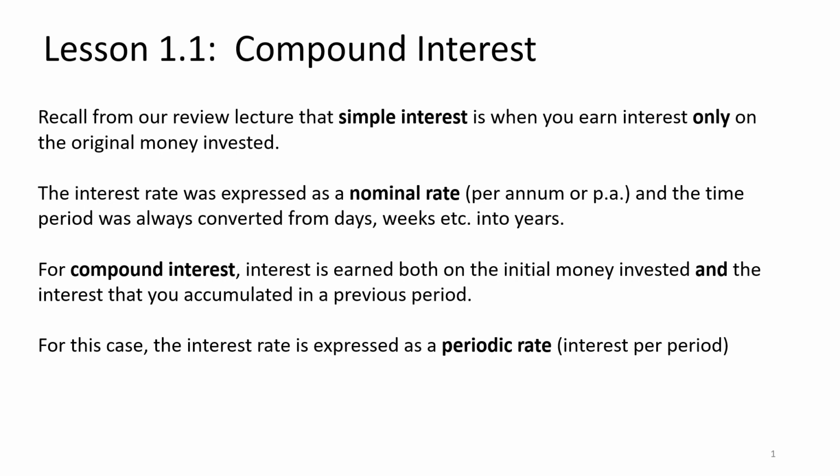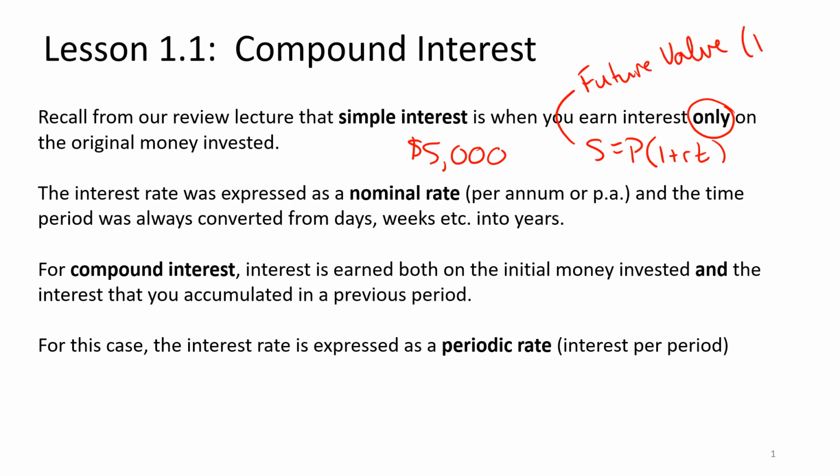So simple interest is earned only on the original money you invested. So if you invested $5,000, our simple interest formula, remember it was S equals P times 1 plus RT, where S was also known as the future value, or FV. You only earned interest on that $5,000. Compound interest is very different than that.